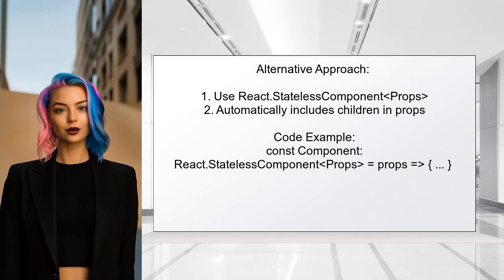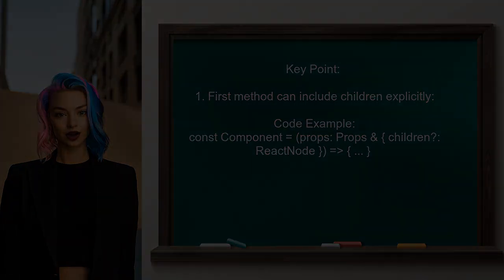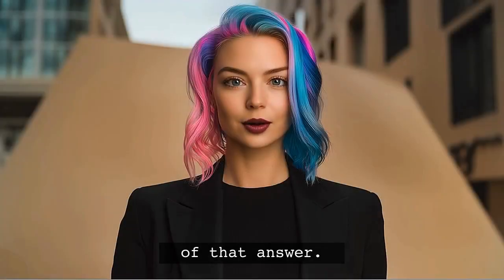An alternative approach to declaring a stateless functional component in React with TypeScript is to use the React.StatelessComponent type. This method allows you to define your component with props and automatically includes children in the props type. The user explains that if you prefer the first method, you can still achieve similar functionality by explicitly adding children to your props interface. This way, both approaches can yield comparable results. That's the end of that answer.